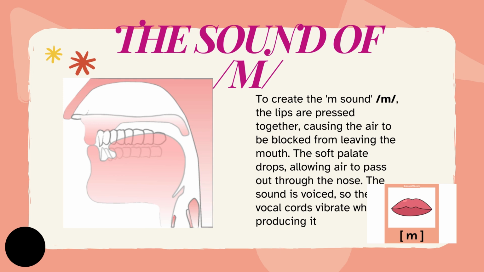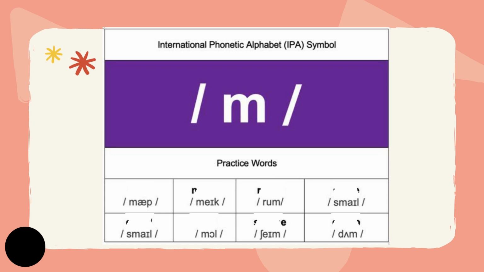In this chart, we have some words for practicing the M sound. The words are in phonetics. Okay, so let's do it. Then I'm going to show you the normal words so you can repeat after me. We have the words here as map, make, room, smile, email, mole, chain, and down.